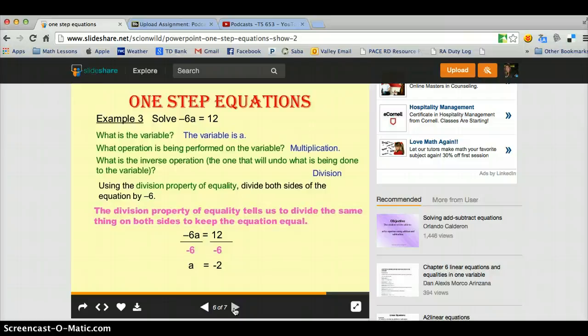Once you do that, the equation is balanced, and you can solve on both sides. Negative 6 divided by negative 6 is 1, so you're left with a on the left side. 12 divided by negative 6 is negative 2, so then you are left with a equals negative 2.